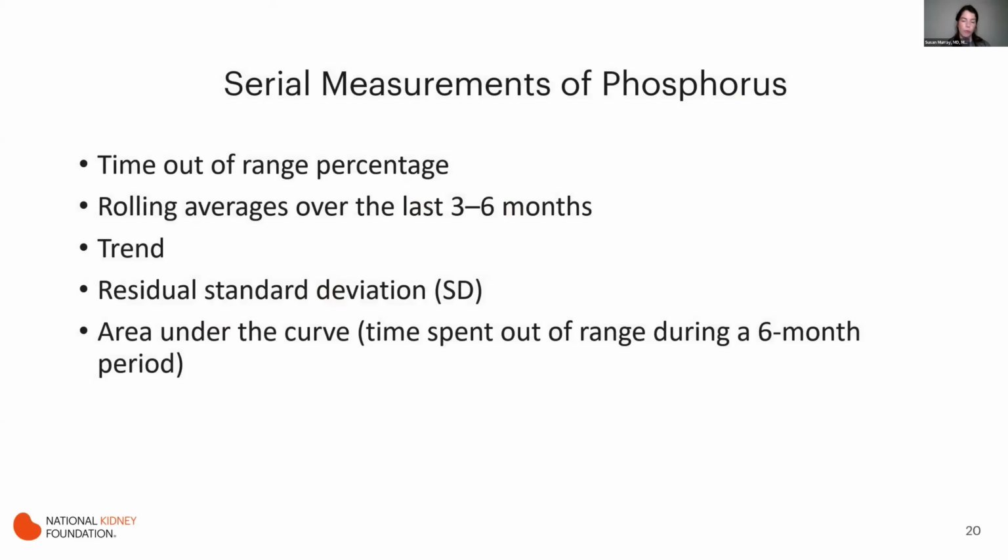And as Sagar said, if we look at one draw, 40% of patients will be above range, but within a 6-month period, 70% of those patients are going to be out of range. So there are ways to get around this, to do serial measurements of phosphorus, because unfortunately we just don't have the equivalent of an A1C for measuring a patient's serum phosphorus. Various methods have been suggested: looking at time out of range percentage, rolling averages over 3 to 6 month periods, a simple trend, residual standard deviation, or area under the curve and time spent out of range during a 6-month period.